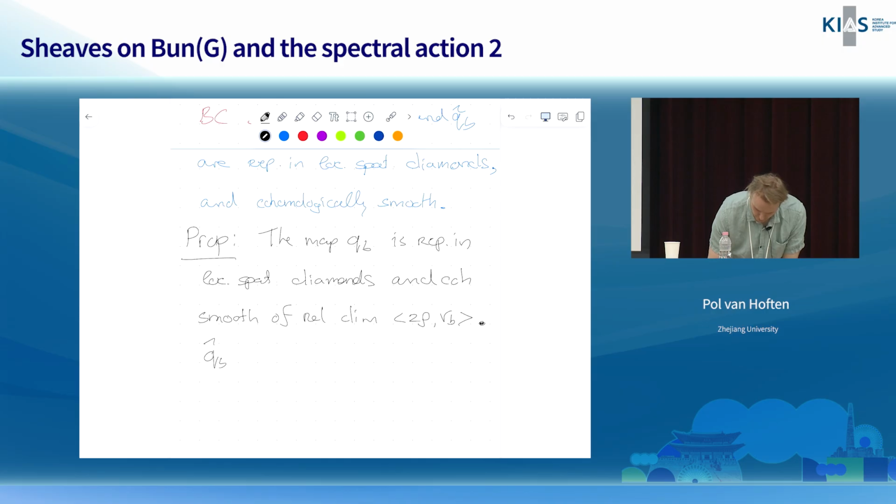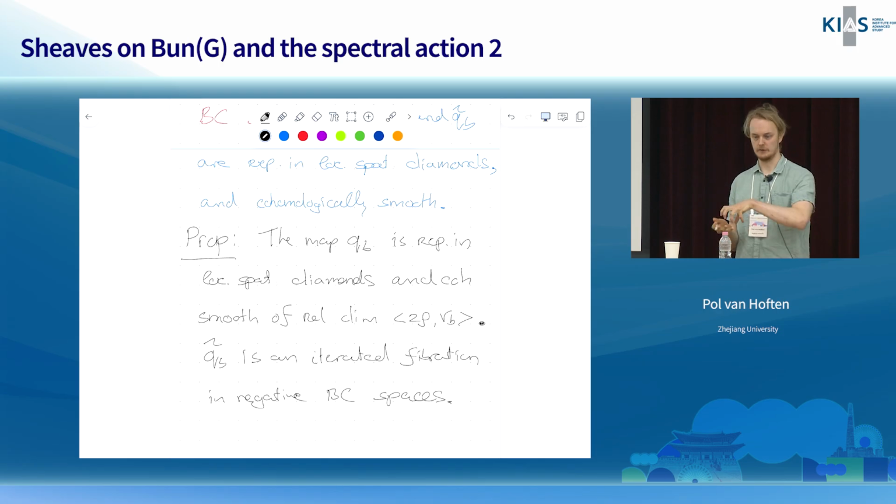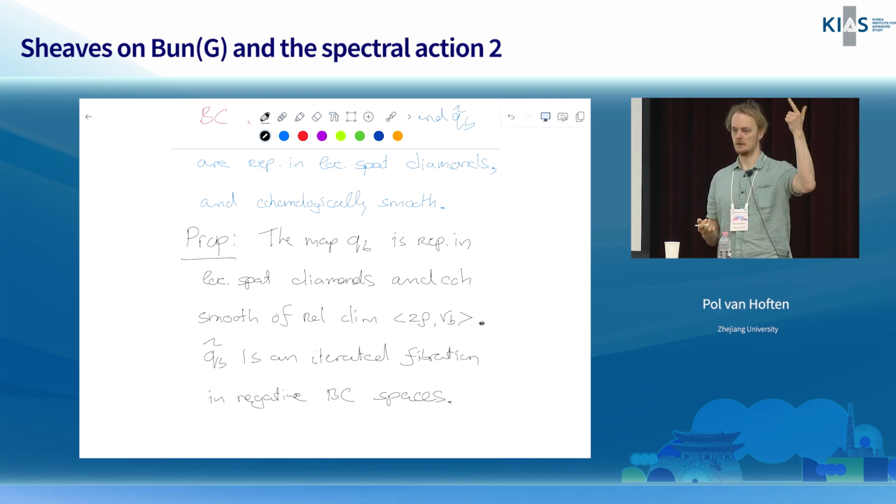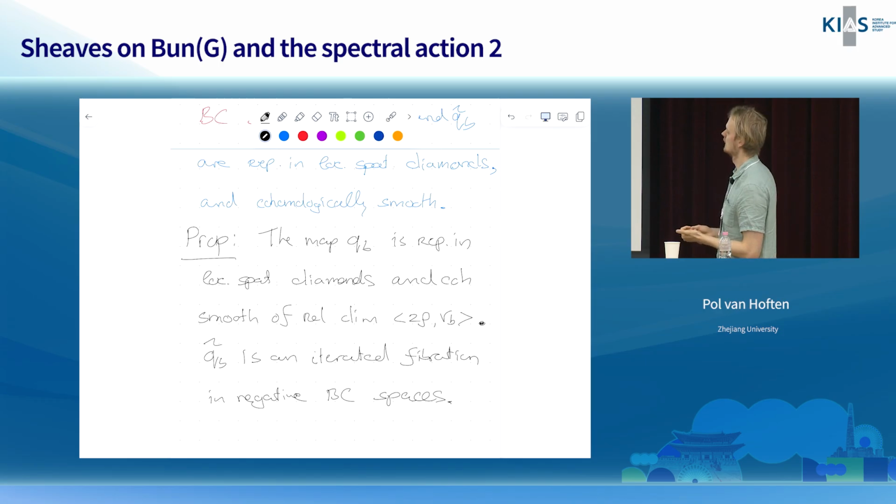And in fact, Q_B tilde is an iterated fibration in negative Banach-Colmez spaces. So in the example we had, it's just literally a negative Banach-Colmez space, but in general, if you have something more complicated, then you get multiple negative Banach-Colmez spaces. Okay, so this Q_B is a very nice map.